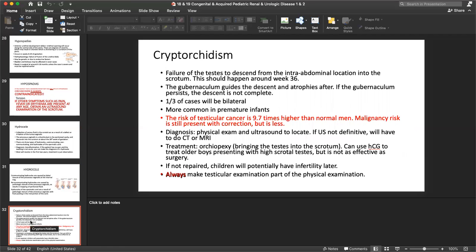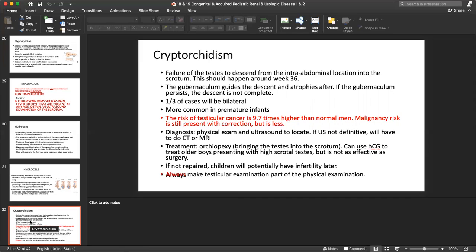Crypto, which we had already talked about. So cryptorchidism is going to be failure of the testes to descend. The part that is scary about this is the risk of testicular cancer is going to be almost 10 times higher than normal men. So why in the world would this matter?